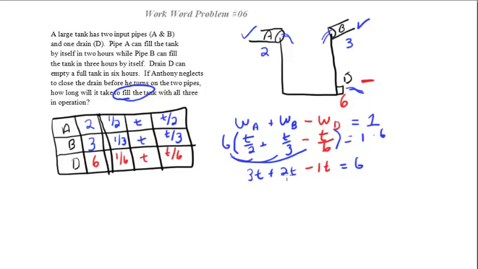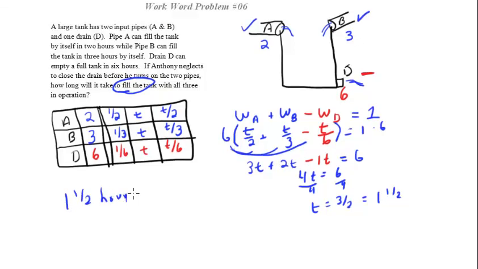So I have 5T minus 1T, so I get 4T equals 6. Divide by 4, and I get T equals 3/2, or 1 1/2. So it takes 1 1/2 hours to fill the tank if the drain is left open while the pipes are running.